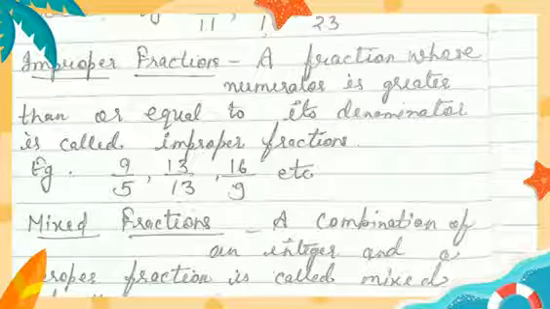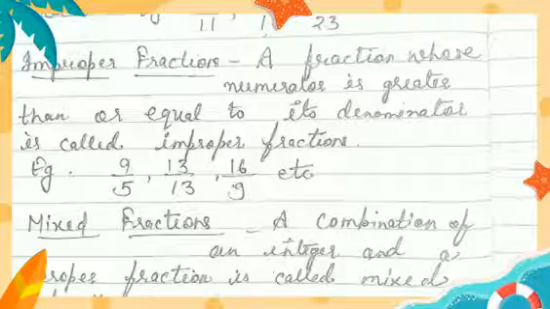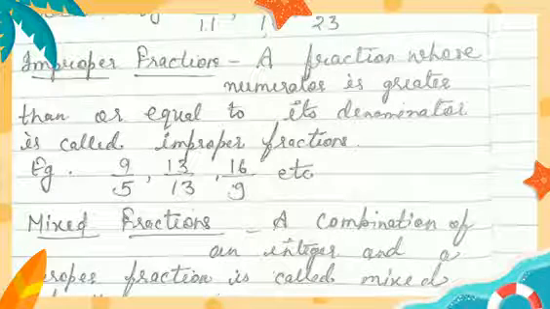So, in an improper fraction there will be two conditions. The numerator and denominator will be equal, or the numerator will be bigger and the denominator will be smaller.